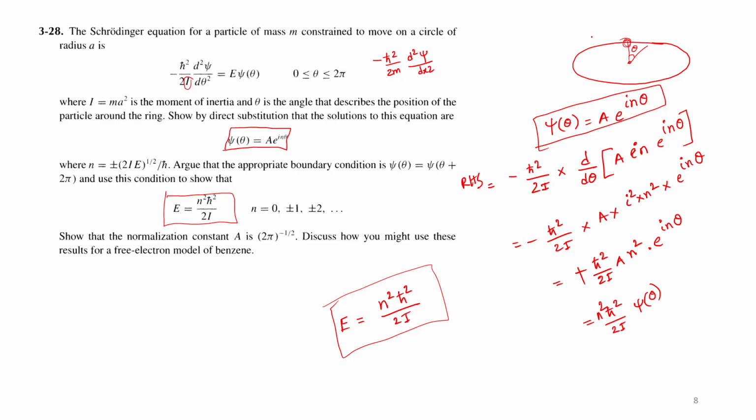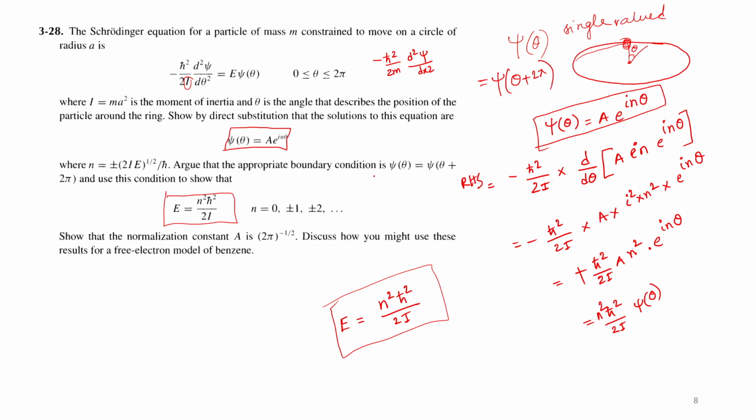Okay, so now psi of theta has to be single valued. The important factor here is that it is single valued, right? So it is the boundary condition: when it comes back again after the 360 degree rotation, the value will be the same. That is, psi of theta will be psi of theta plus 2 pi, right?